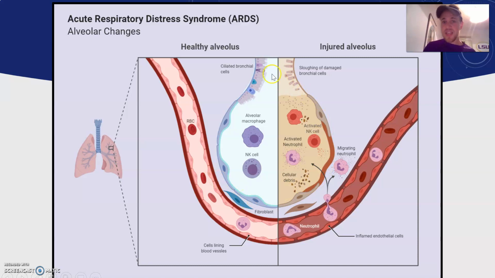And then in a healthy alveoli, there are alveolar macrophages, which is just a macrophage that lives in the alveoli. And there's also NK cells. These are innate leukocytes that are scanning everything and making sure everything's good. And if everything's good, you'll then have these neutrophils just circulating, and they're not being recruited, and everything is hunky-dory and fine.